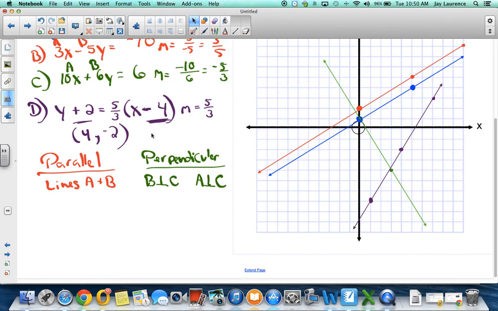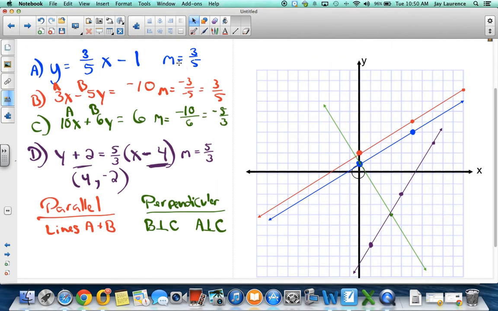So we found out algebraically that A and B were parallel, and graphically we see the red and blue one are parallel. And then we found that the green one, C, was perpendicular to both A and B, and sure enough, we get some nice right angles there because the slopes are negative reciprocals. 3/5 becomes -5/3. If the slope had been, say, 7, then the perpendicular slope would be -1/7, right?